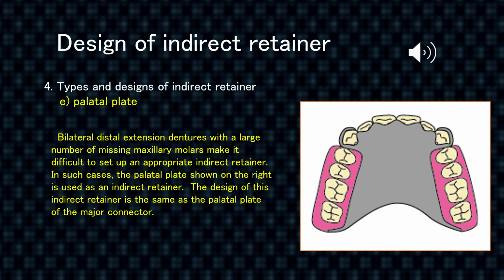Four. Types and designs of indirect retainer. E. Palatal plate. Bilateral distal extension dentures with a large number of missing maxillary molars make it difficult to set up an appropriate indirect retainer. In such cases, the palatal plate shown on the right is used as an indirect retainer. The design of this indirect retainer is the same as the palatal plate of the major connector.